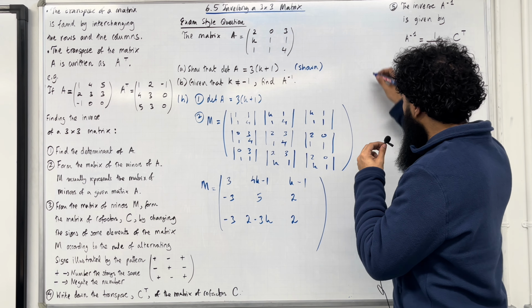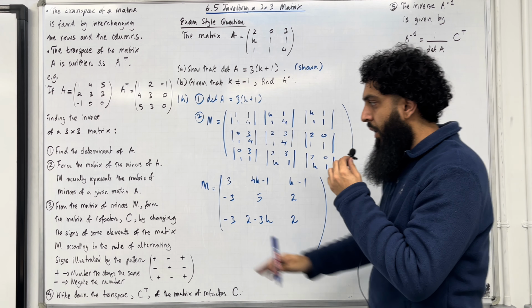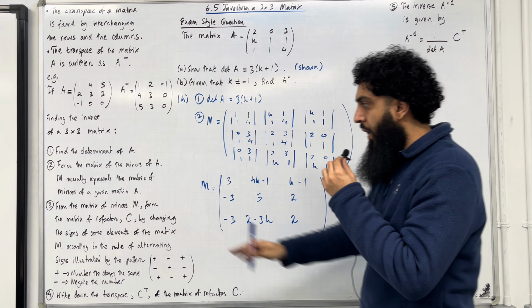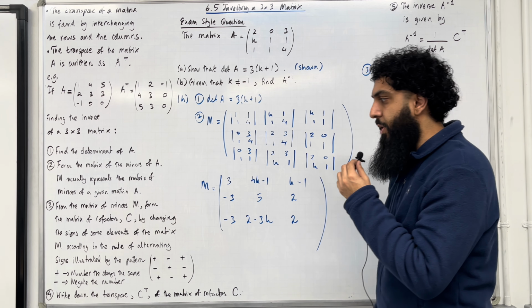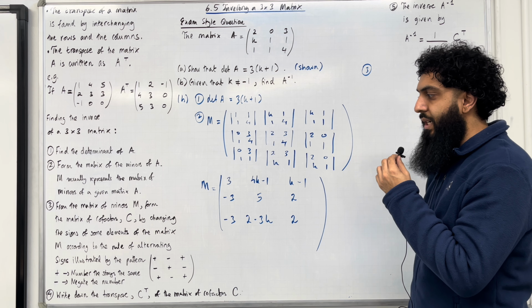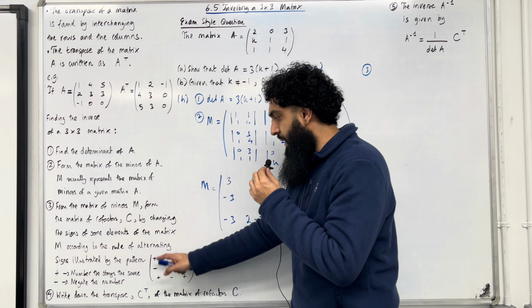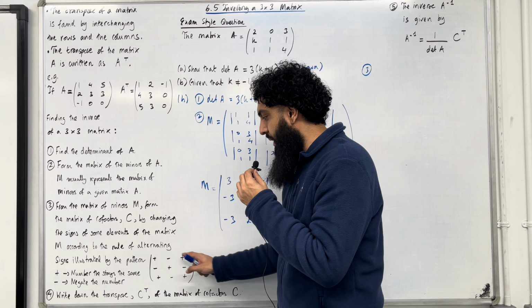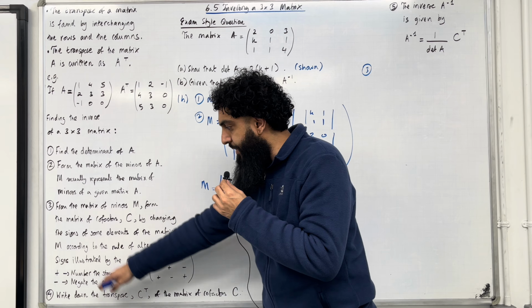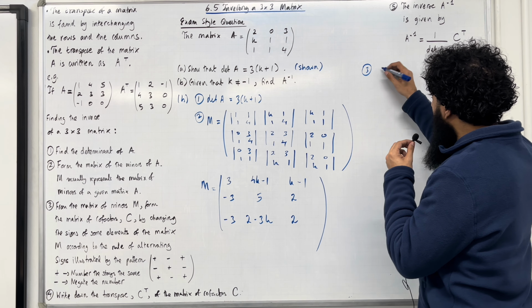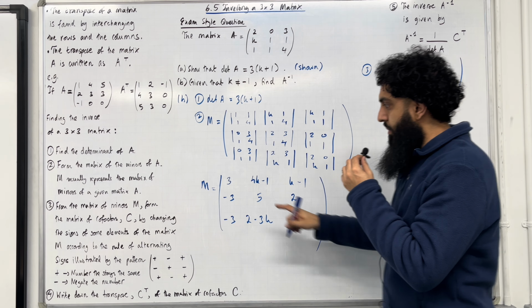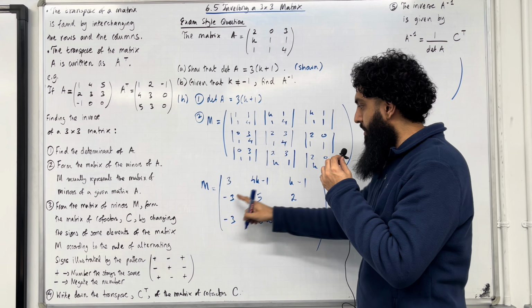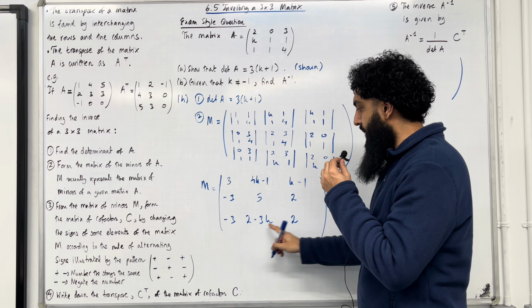So now I can move on to step number 3. From the matrix of minors M, form the matrix of cofactors C by changing the signs of some elements of the matrix M according to the rule of alternating signs illustrated by this pattern here. So plus, minus, plus, and so on. This was already explained. So now I'm going to form the matrix C. So I've got plus, minus, plus, minus, plus, minus, plus, minus, plus.